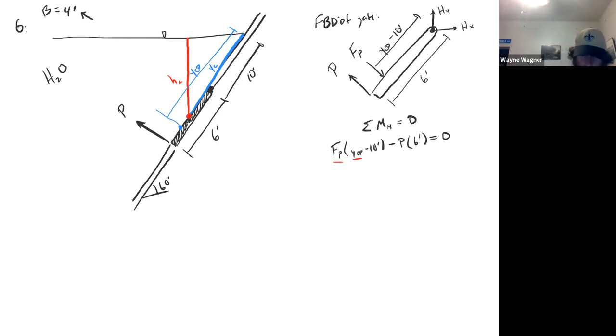So let's go over here and let's consider our shape. Our shape is a rectangle. If I was swimming in this water and I were to look at this thing, I would see a rectangle and it's 4 feet wide.